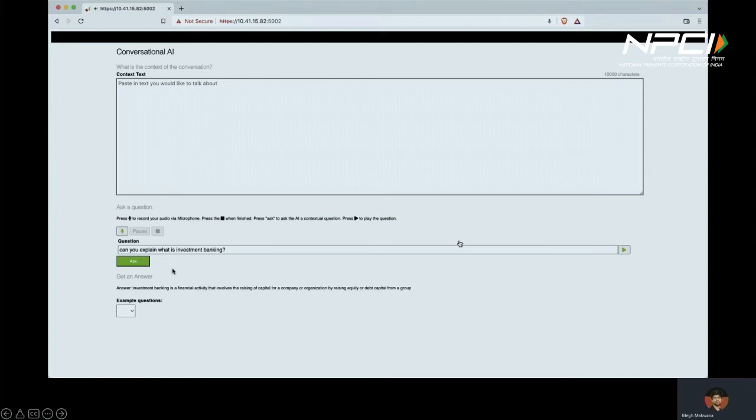Question: can you explain what is investment banking? The answer is investment banking is a financial activity that involves the raising of capital for a company or organization by raising equity or debt capital from a group. Can you explain what is a bond?